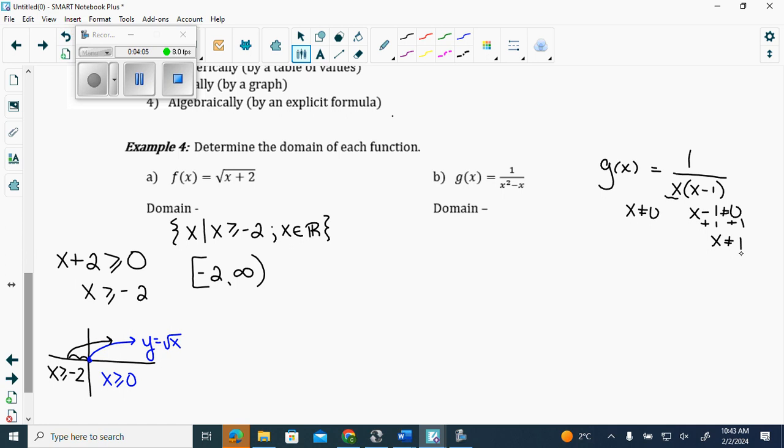Asymptotes, did they cancel off? Did the numerator and denominator factor cancel? No, so they're not points of discontinuity, so they're vertical asymptotes. Okay? So, set notation is easier.